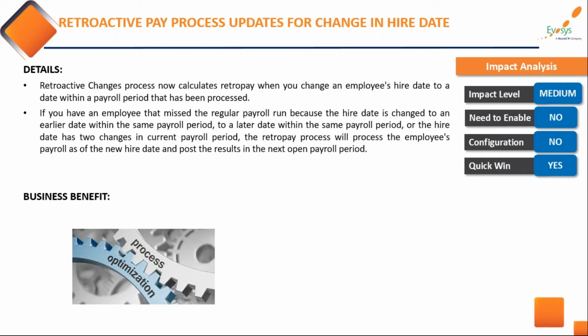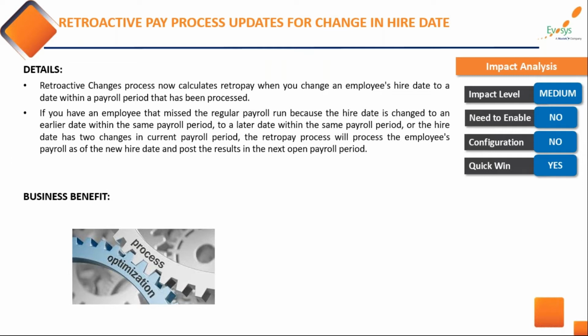As soon as you change the hire date, the system will detect that it is a change. And if the hire date falls in a payroll period which is already processed, the system will try to calculate the payroll for that. So definitely I would say the business benefit is process optimization. When you are processing a lot of new hires, maybe coming from an inbound integration, or maybe you are manually entering them in the system, there are times when these mistakes happen.